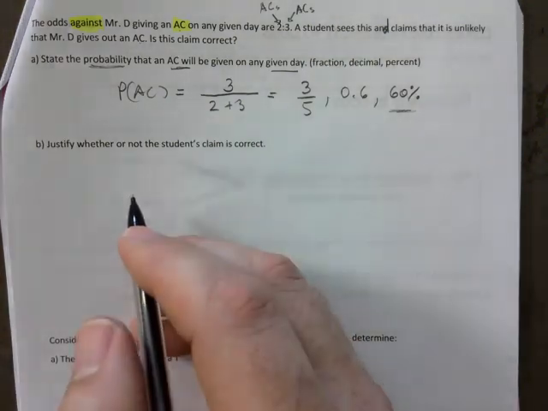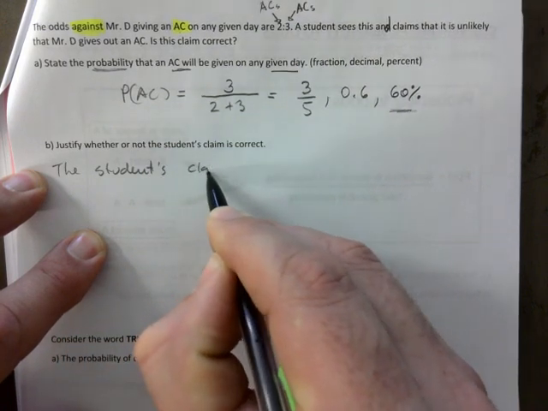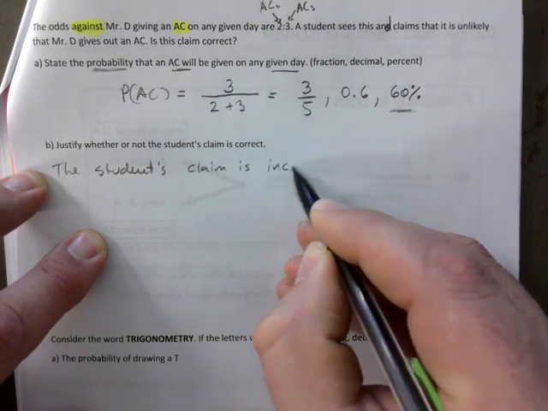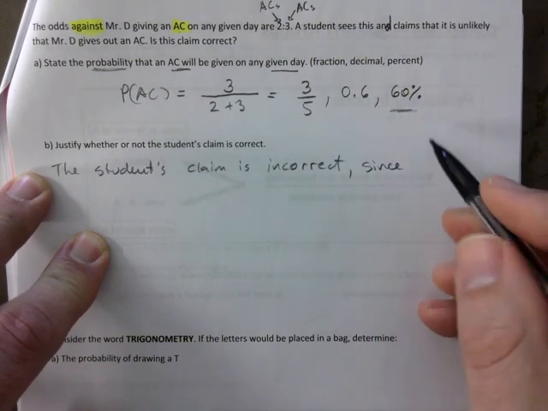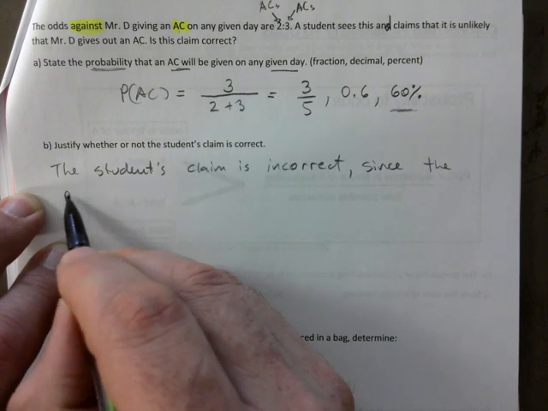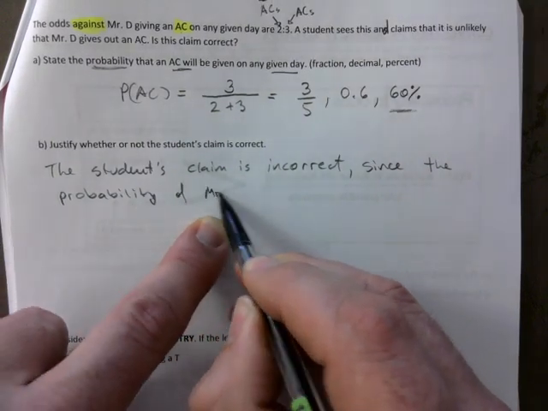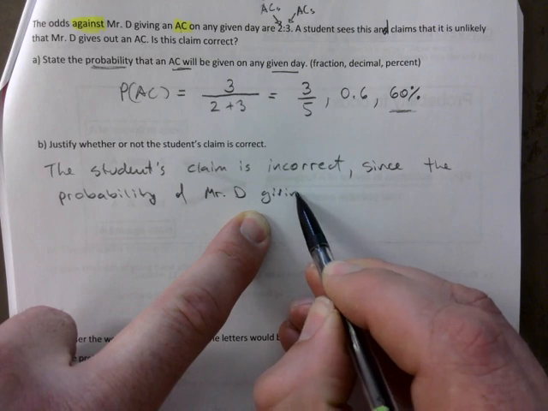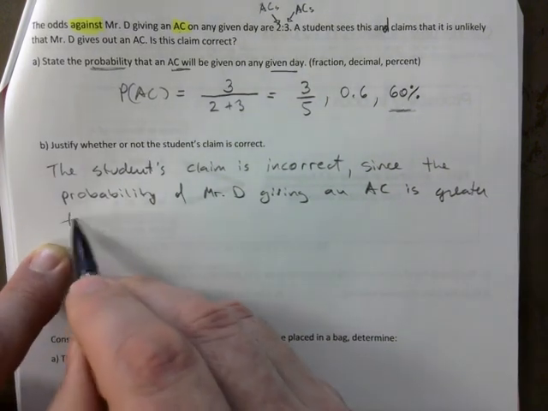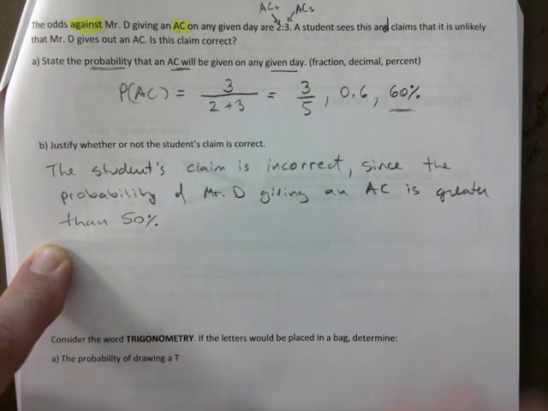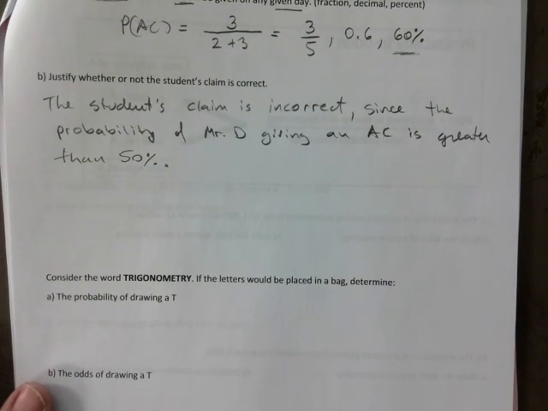I'm going to go by my script here. Okay, the student's claim is incorrect, comma, since the probability of Mr. D giving an AC is greater than 50%. Okay, it's greater than 50%, and here's my visual here.